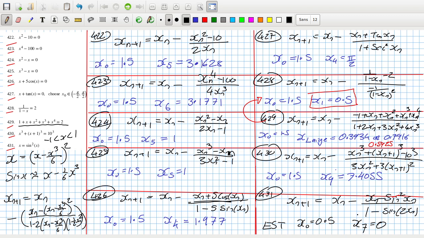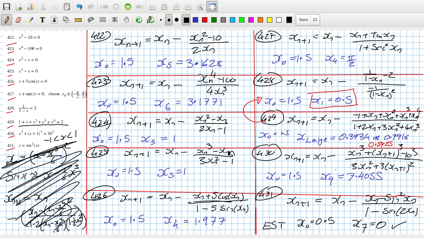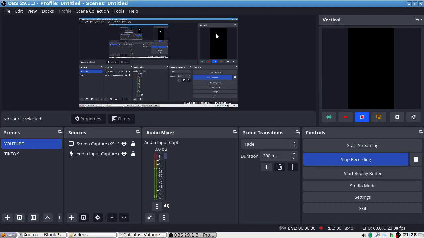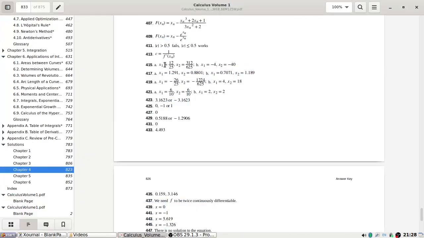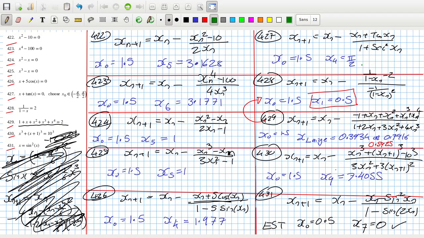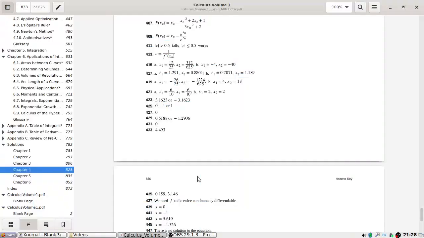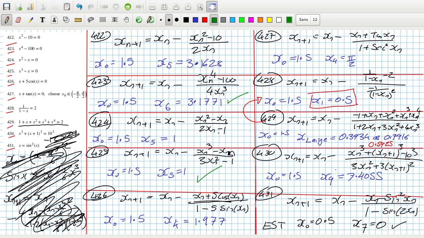Okay, let's try this again. Yeah, so that's right now. So I didn't need to do that approximation. Forget you saw that. All right, let's check the answers now. 423, 3.16. Yeah, okay, close enough. Then 425, 0 minus 1 or 1. 425. Yeah, okay, fine. I was spot on actually.